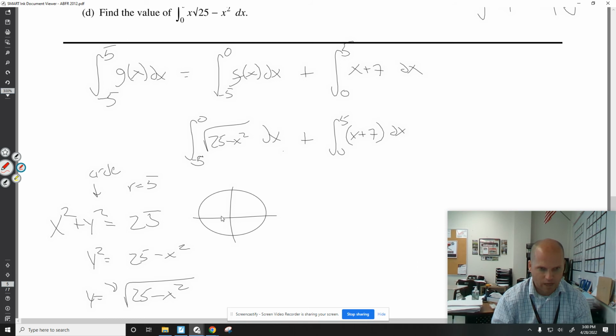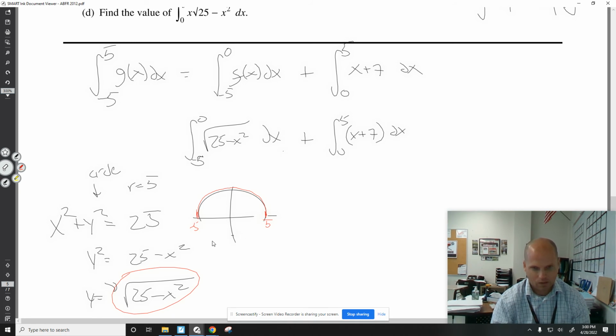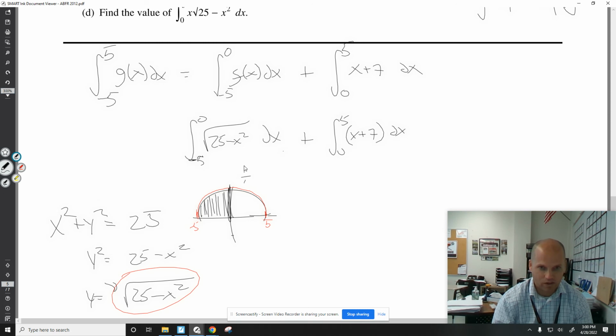So that means we're going from negative 5 to positive 5. The positive root, and I'm sorry, I think this shows up on your test. The positive root is just the positive half of the circle. I don't see this ever. I think this is cruel. If I'm going from negative 5 to 0, I have this area. What's that area? It's 1/4 of pi times 5 squared.